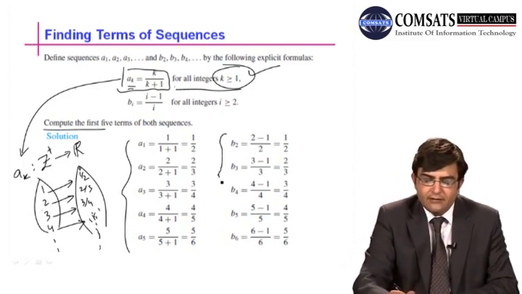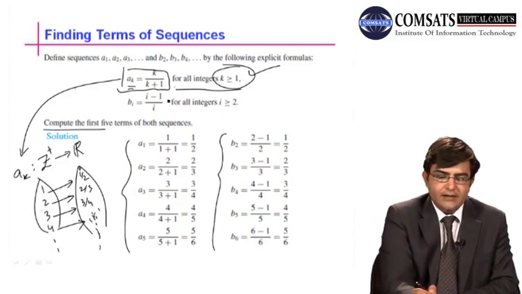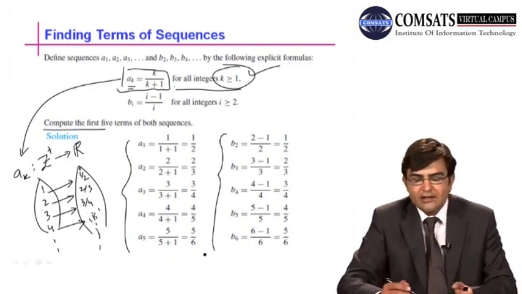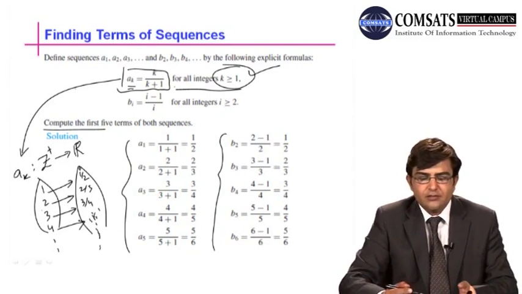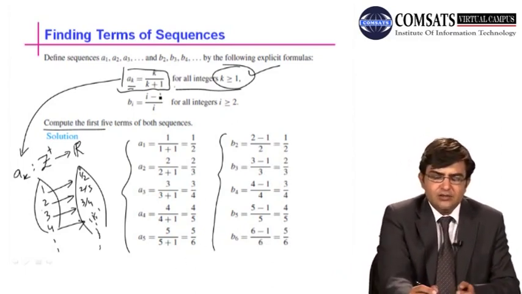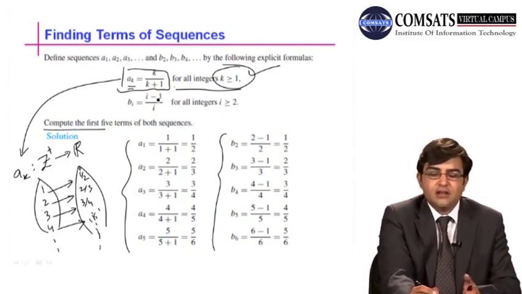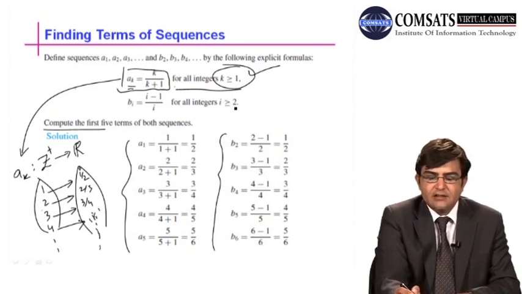Similarly, we have this sequence b_i. Here I have told you that the variable is not important. We can define any variable to write the general term of a sequence. Here we have written k, here we have written i, b_i = (i minus 1) over i for all integers i greater than or equal to 2.